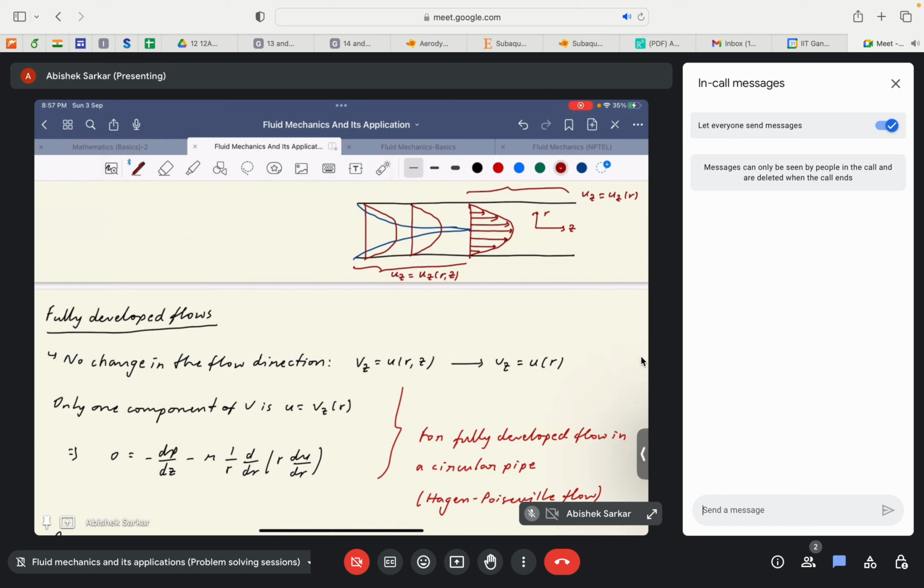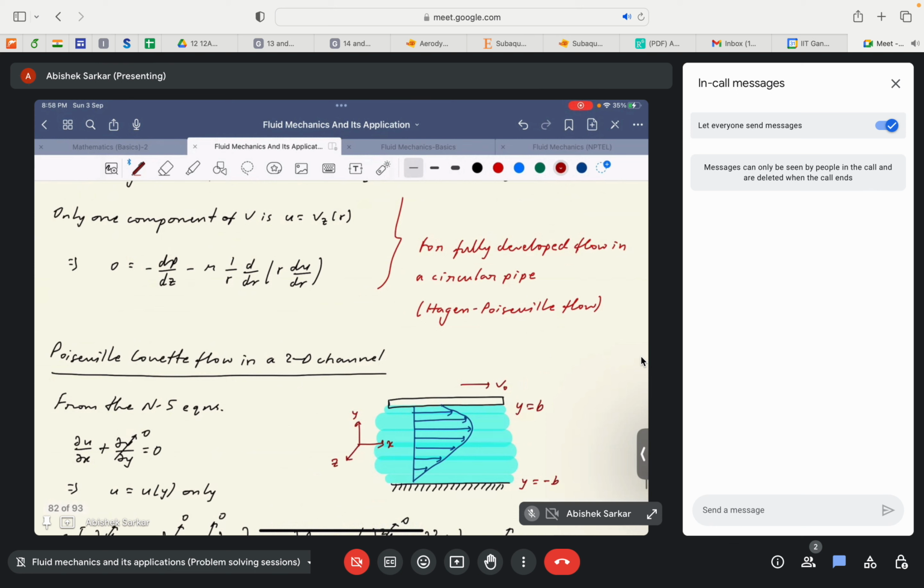So for fully developed flow, all the nonlinear terms on the left hand side of the Navier-Stokes equations are essentially cancelled out, and we are just left with a second order homogeneous governing equation that can be easily solved compared to a nonlinear equation. Okay, and for these kinds of equations we have exact solutions.